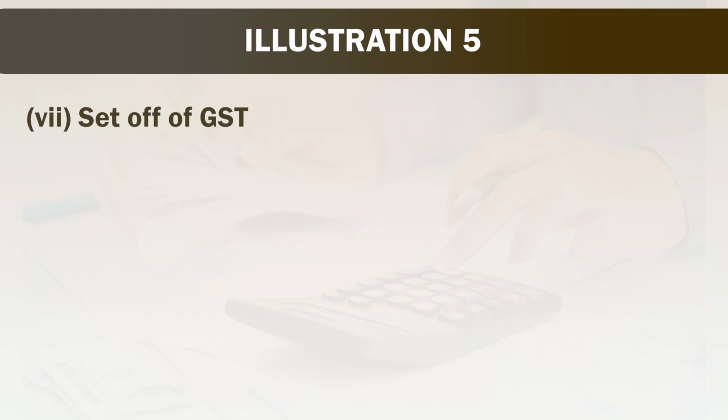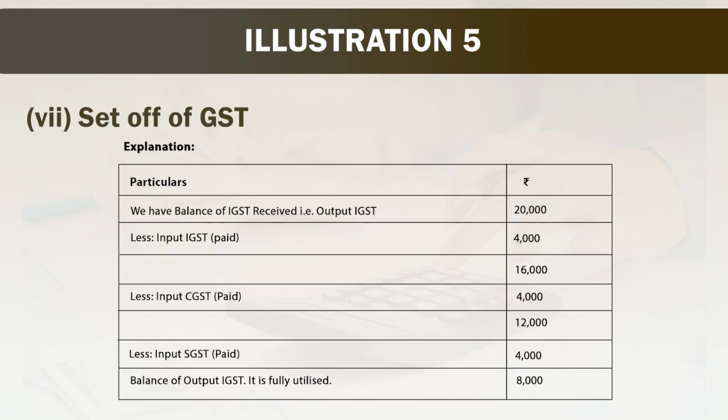Friends, now let us see setup of GST. We have output IGST, it means we have sold goods and on that we have collected rupees 20,000 and this is our interstate sales. First of all, from this 20,000 rupees, we have to deduct input IGST if any, but we have it, so 4,000 to be deducted from that. So, remaining balance is 60,000. Then after we have to deduct input CGST if we have. Yes, we do have, that is 4,000 rupees to be deducted. So, balance is 12,000 rupees.